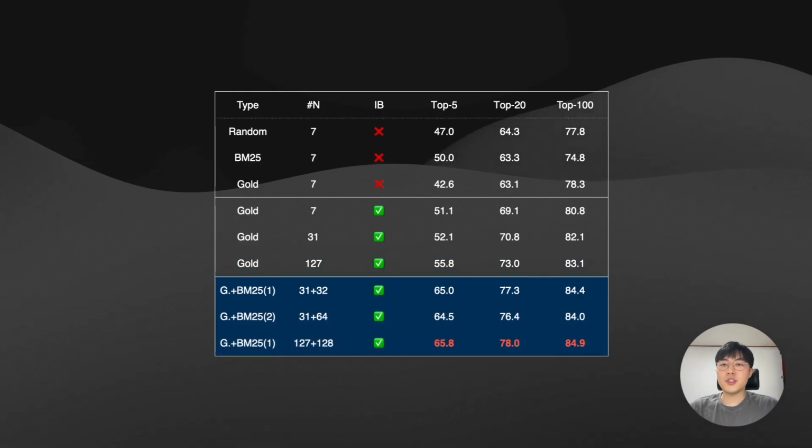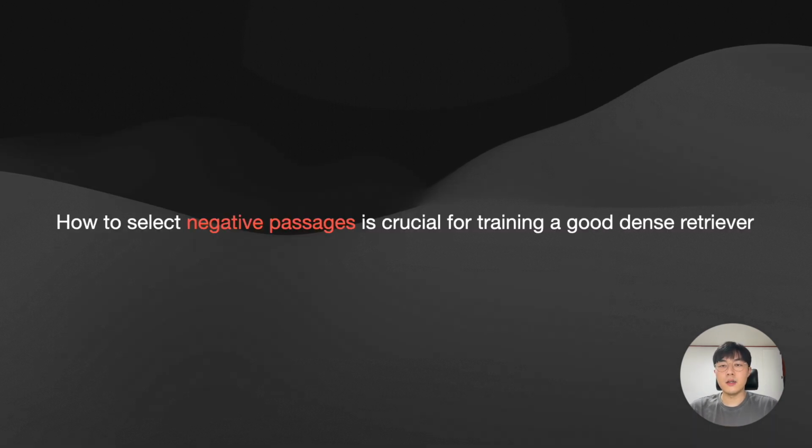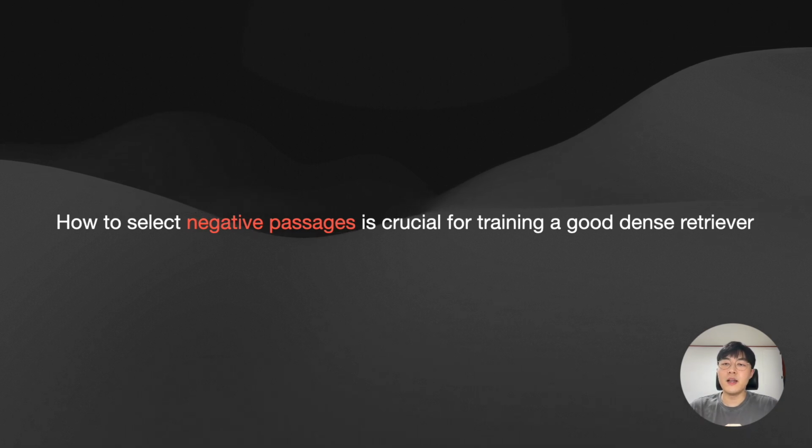The third block shows that adding a single BM25 negative passage for each query improves the results substantially, while adding two hard negatives does not help further. In conclusion, how to select negative passages is crucial for training a good dense retriever, and this paper showed several alternatives of choosing those negative passages.